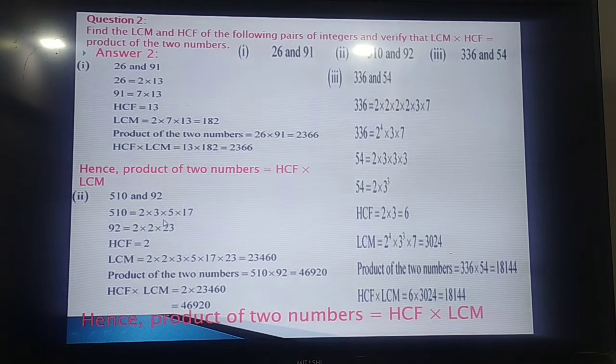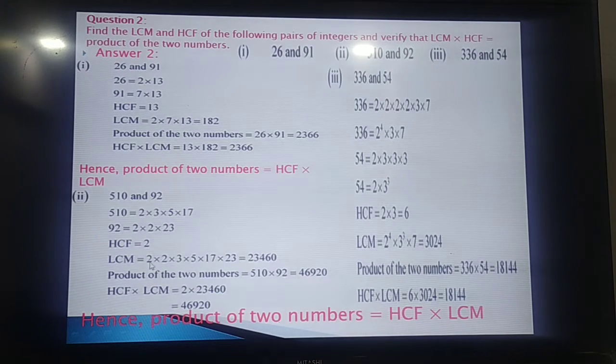510 can be factorized as 2 into 3 into 5 into 17. 92 can be factorized as 2 into 2 into 23. In both cases 2 is common. Only one factor 2 is common. So the HCF of these is 2.